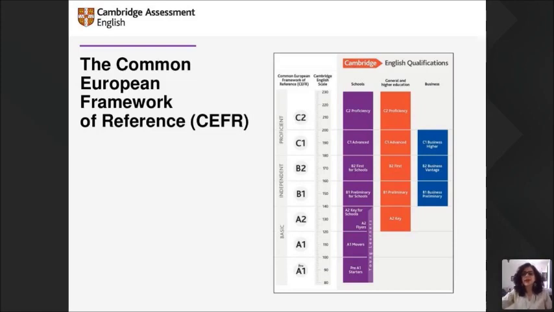So this is primarily the CEFR framework, which we will be referring to time and again to understand the techniques and approaches of curriculum mapping.